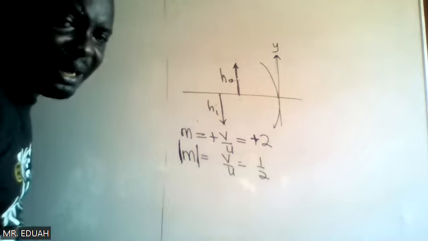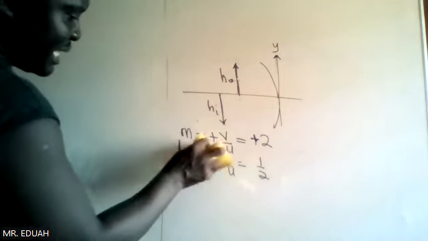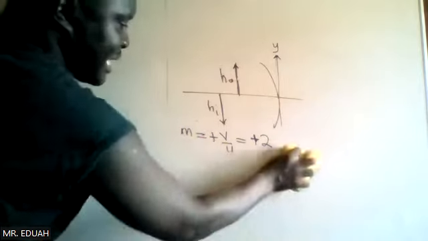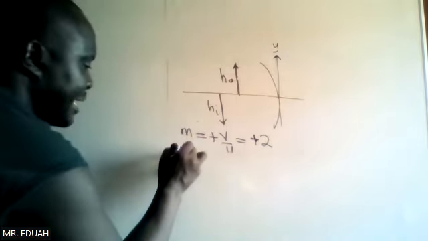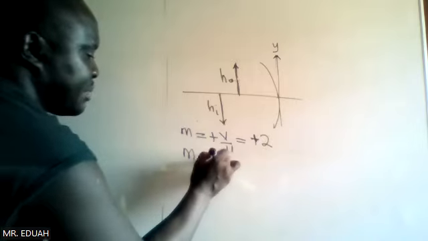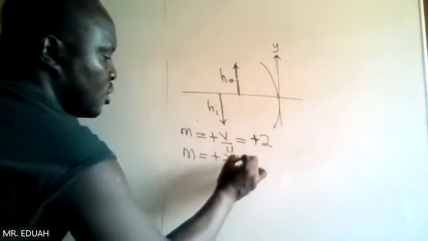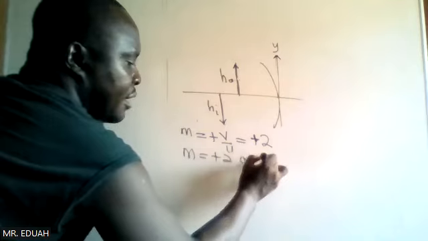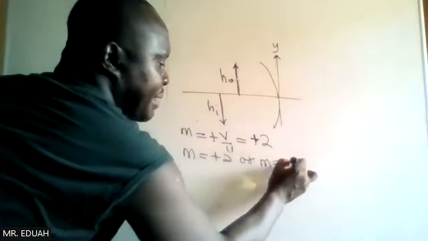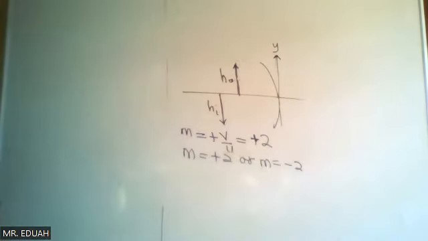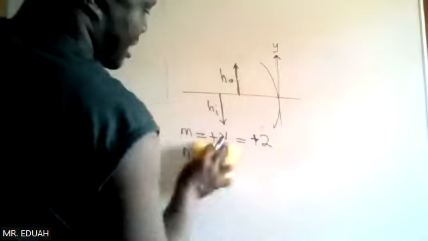But if I am interested, then I just write this as M is equal to maybe plus 2, or M is equal to minus 2. So if there is a minus, if there is a plus, what does it mean? And that's the explanation I'm giving you.